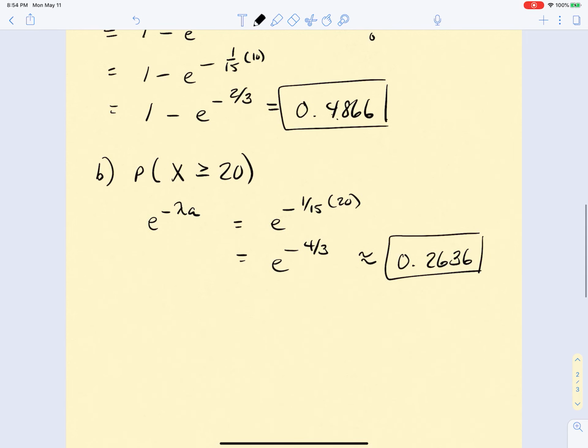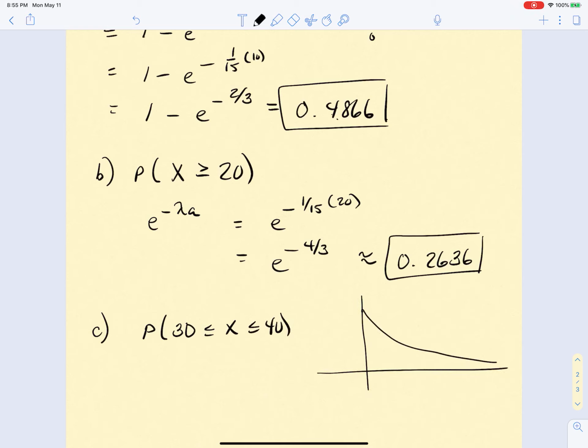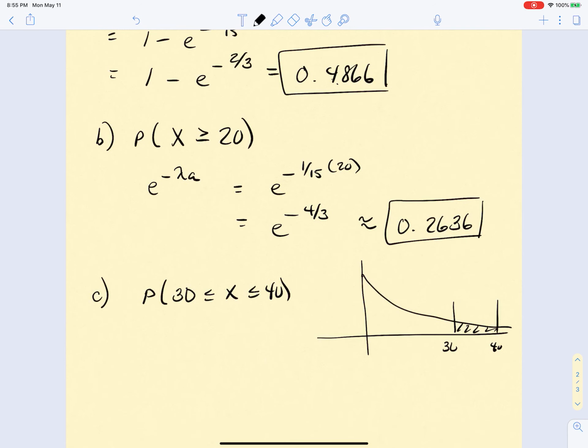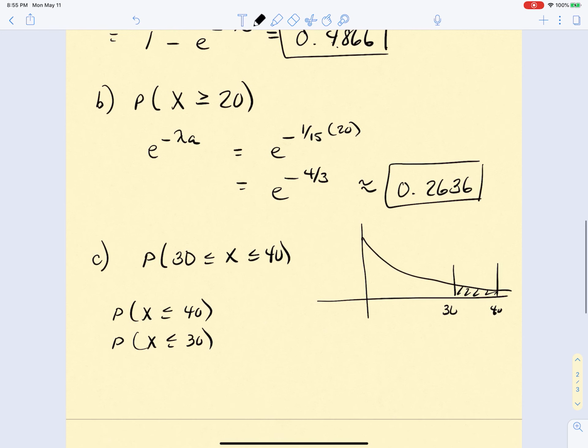Now, what if we want the probability of a range? Let's say we want to find the probability that it takes between 30 and 40 minutes. Well, if you think about the curve and how it works, let's say here's 30 and here's 40. So we want this area here. What we can do is find the probability that we go up to 40, because that's something that we know, and find the probability that we go up to 30, because that's a probability we don't want, right? And then we know we can subtract them.